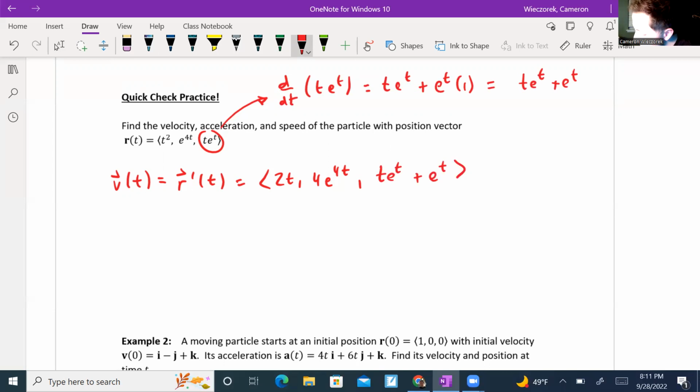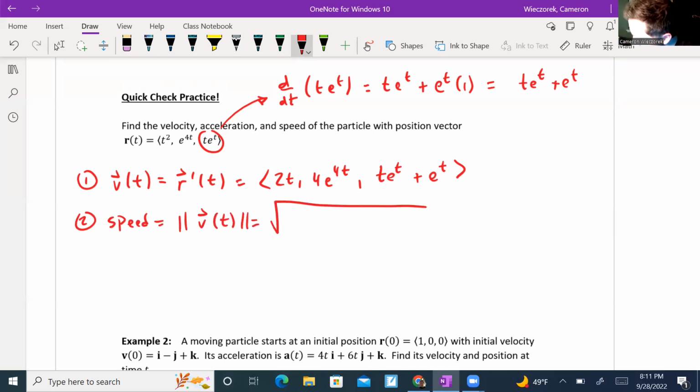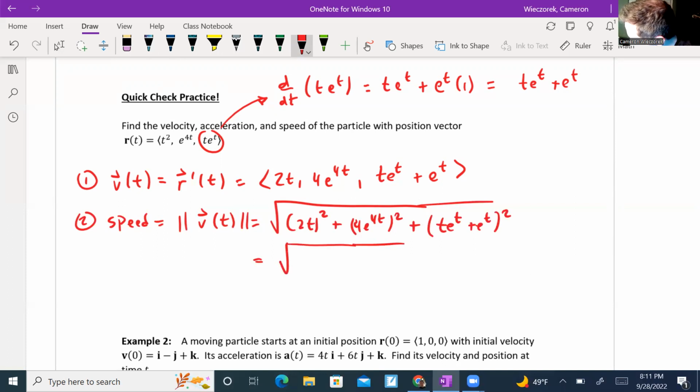They asked for acceleration and speed. I'm going to do speed next just because I like to do that second. This is the magnitude of the velocity vector. Square root of the sums of the squares of the components. So we're going to get the square root of (2t) squared plus (4e to the 4t) squared plus (te to the t plus e to the t) squared. Clean it up a little bit. You don't have to FOIL out that last one.